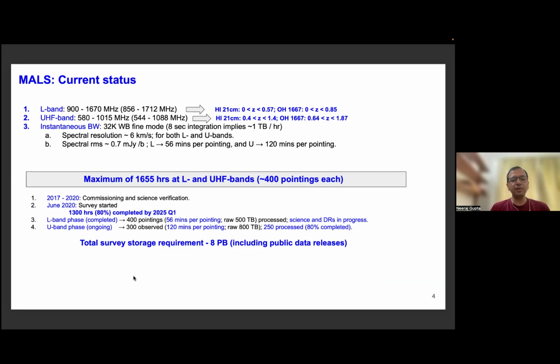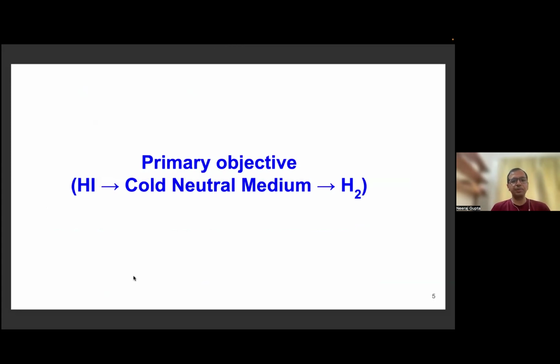The total survey volume, in terms of data, is about 8 petabytes, and this includes all the raw visibilities as well as the processed data and spectral cubes. So it's also a significant big data challenge to progress this survey.